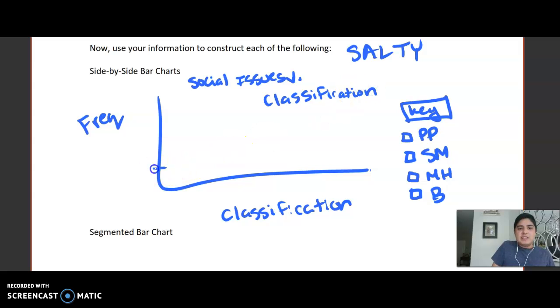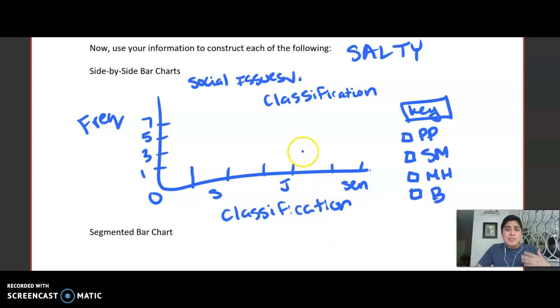And so then I need to give some counts here. So like 1, 3, 5, 7, 0. And then here would be my sophomores. Here would be my juniors. Here would be my seniors. So that, and you would just fill this in by hand.